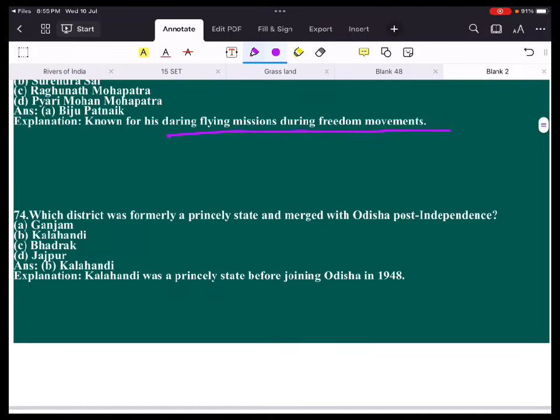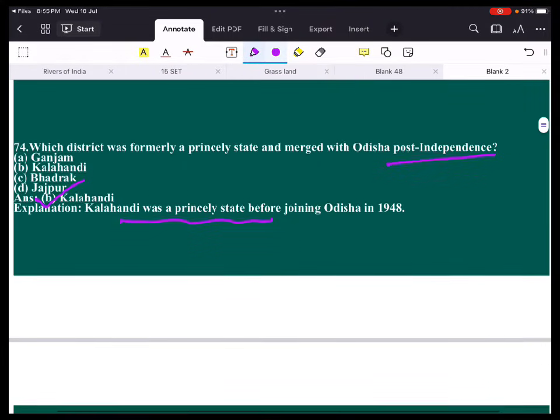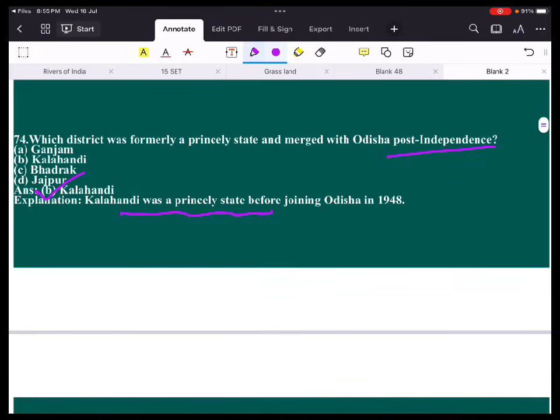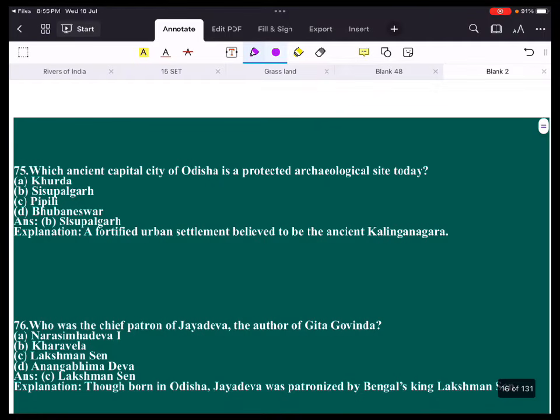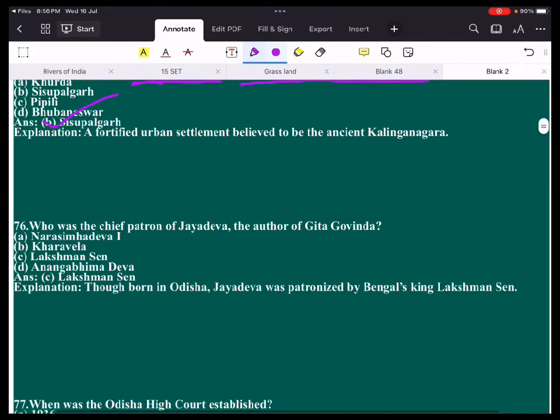Which district was formerly a princely state and merged with Odisha after independence? That is Kalahandi. Option B. Kalahandi was a princely state before joining Odisha in 1948. Question number 75. Which ancient capital city of Odisha is a protected archaeological site today? That is option B, Shishupalgarh.